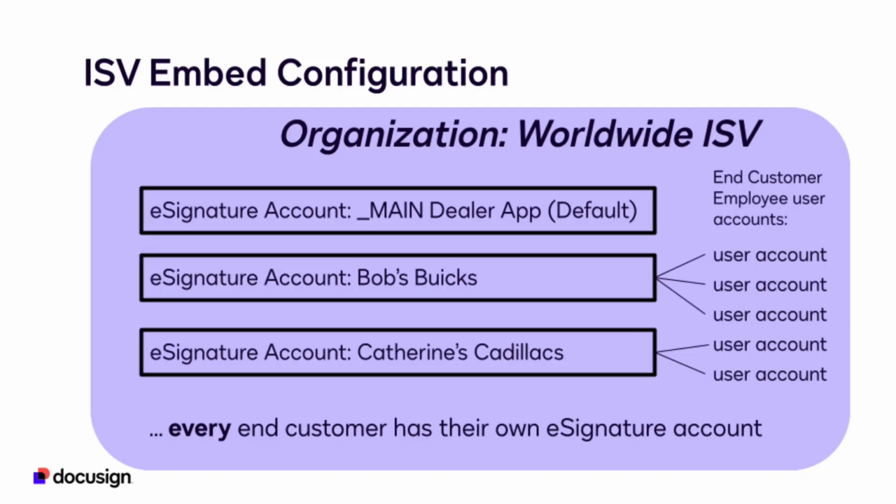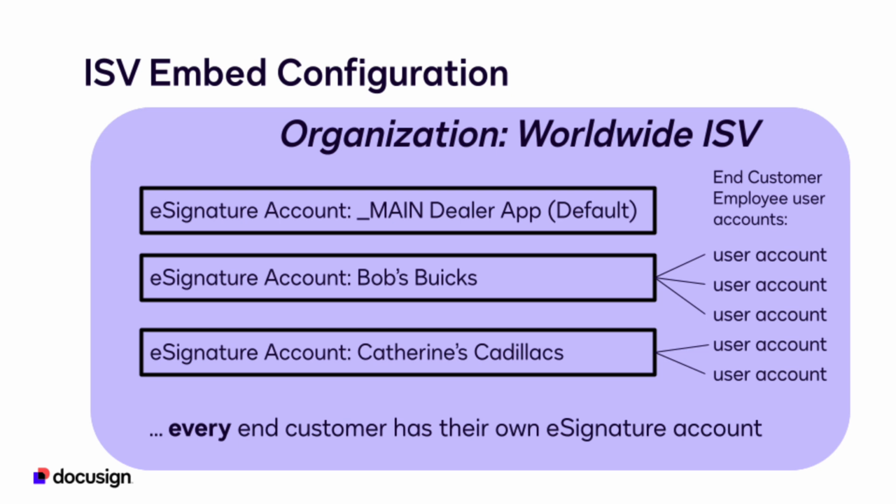ISV embed partners have an eSignature account that is the main account for their application. They also have a Docusign organization for their application. In the organization, their main account is the default account for the organization. In the Docusign Organization Administration app, the main account will have the default account label.